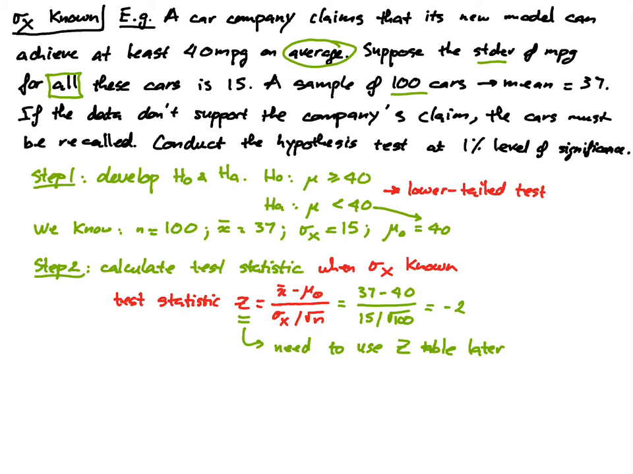In the second step, we calculate the test statistic. When sigma is known, the test statistic z is calculated using this formula: x bar minus mu sub 0 divided by sigma over the square root of n. Plugging in numbers gives you a value of -2 for the test statistic.